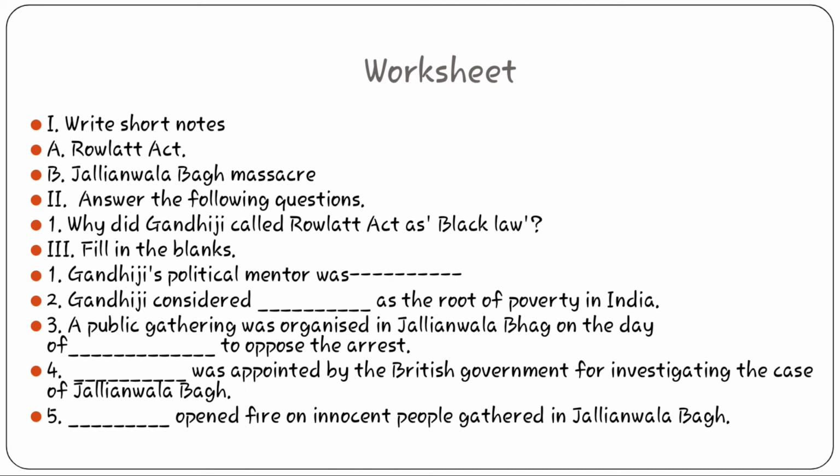First line, this act, cut this and write Rowlatt Act, was framed with the purpose of suppressing revolutionaries and nationalists. This act came to be known as Black Act because it was meant to suppress individual freedom and freedom of speech. According to this act, any suspicious person could be arrested and jailed without conducting any trial against him. That is why Gandhiji called it Black Act. Underline here. That's all. Now come to the fill in the blanks.